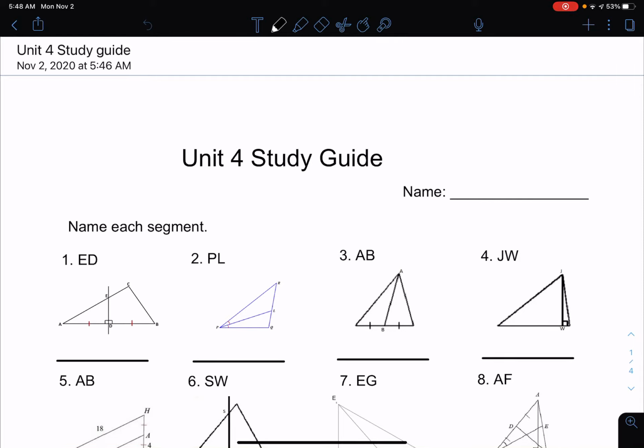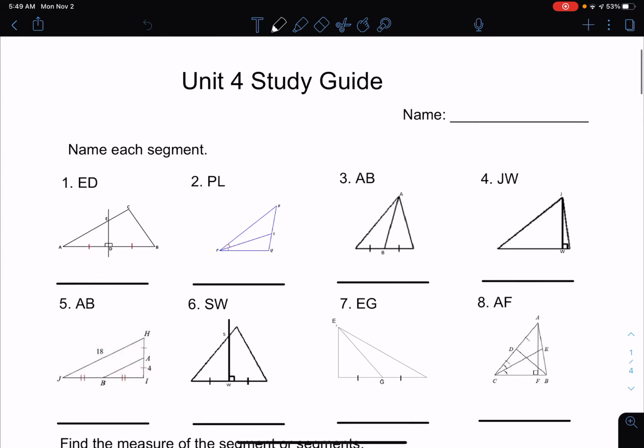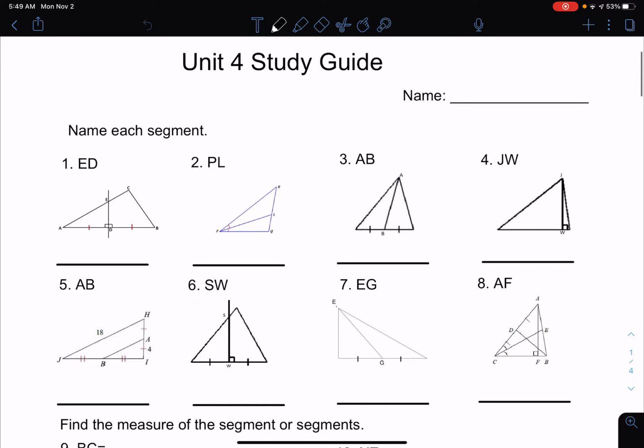We're going to work on a study guide today, so there's not really going to be any homework per se or any assignment I need you to do. The only thing I'm going to do today is go over the study guide with you. I'm going to leave quite a few of them unanswered, and you can just pause the video and do the problems. So for these first 8 on this study guide, the first 8 is just naming what kind of segment it's talking about.